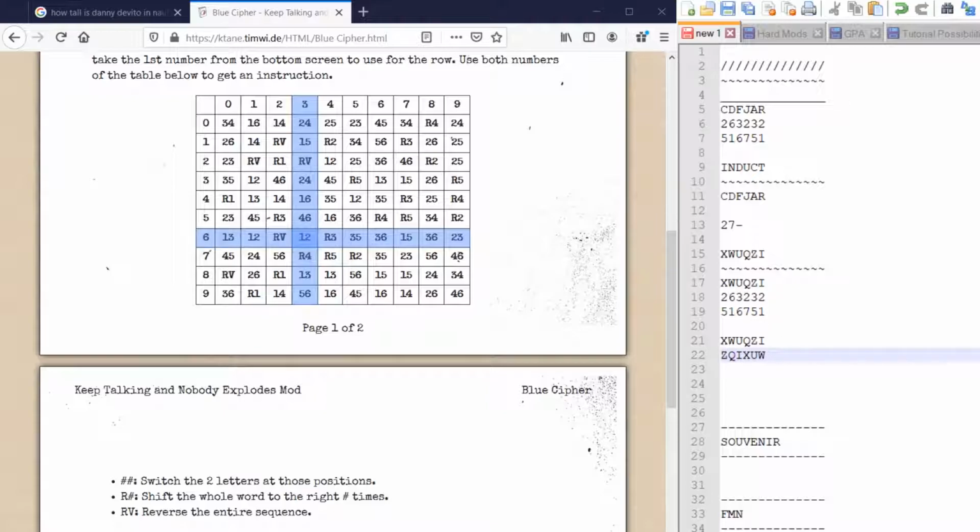Okay. Now we have 2 and 7, which is 5 and 6. Change that to Whiskey Uniform. 3 and 5 is 4 and 6. So we switch two things at that, so Uniform X-ray. And now we have 2 and 1, which is reverse the entire thing. So X-ray, Whiskey, Uniform, India, Quebec, Zulu.